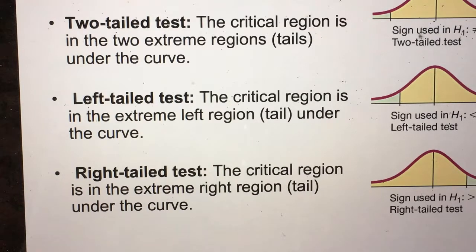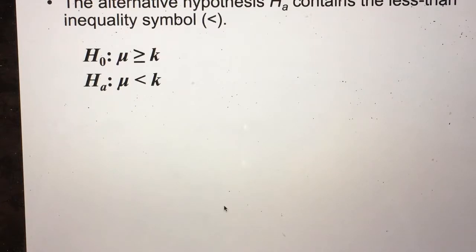The sign used in the, now H sub 1 here, it should be H sub A. I don't know why these translated to ones, but H sub A is not equal to, we have a two-tailed test. H sub A is less than, we have a left-tailed test. H sub A is greater than, and we have a right-tailed test. So here we have the alternative hypothesis contains less than.